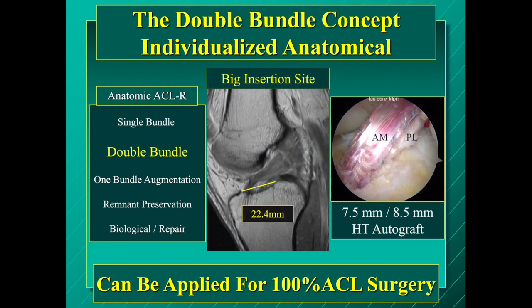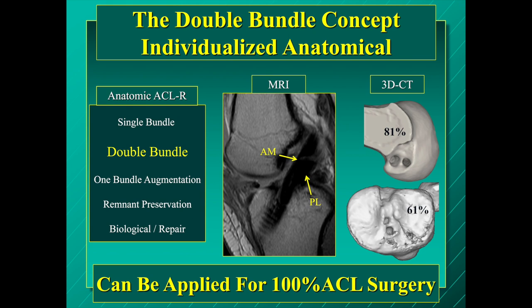treatment for this patient. In a patient with a larger insertion site, a much larger double bundle is needed to restore 61% of the tibial insertion site. MRI at 1 year again shows excellent graft healing with return to preoperative level of function.